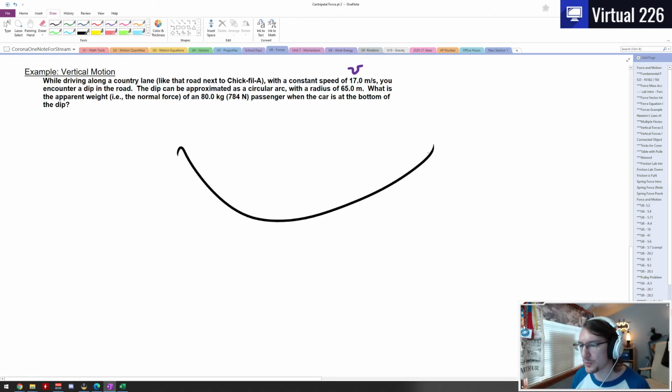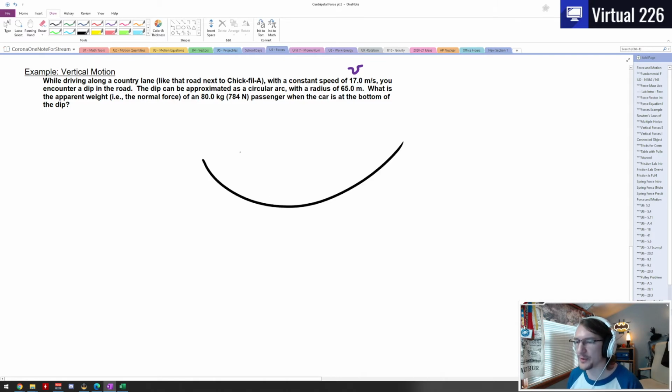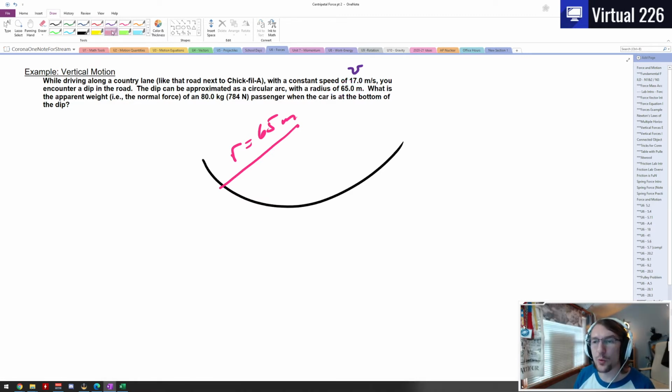So the dip in the road is approximated as a circular arc, just like I've drawn here. And the radius of this arc, r, equals 65 meters. There we have it right there. What we would like to know is the apparent weight, so the normal force, if we have an object, ourselves, of a mass of 80 kilograms, which gives us a weight of 784, because weight equals m times g, okay? When our car is at the bottom of the dip.